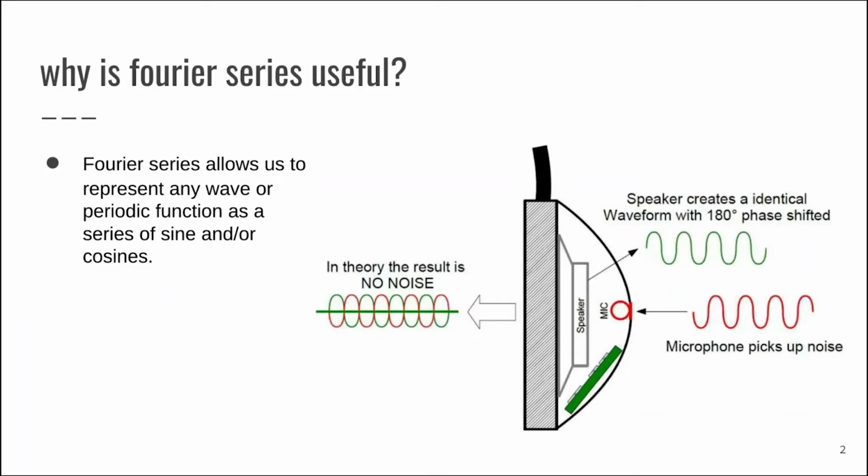So Fourier series allows us to represent any wave or periodic function as a series of sines and/or cosines. This can be used in a variety of applications, one of which is noise cancelling headphones. As demonstrated by the picture, these headphones detect sound waves and generate an anti-wave, which is a wave that is 180 degrees out of phase, to cancel the sound. This process uses Fourier series to break down the incoming complex sound waves into simpler sine or cosine waves, allowing the anti-wave to be generated easily.